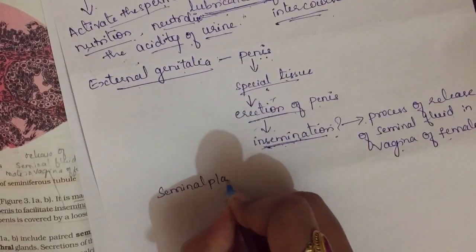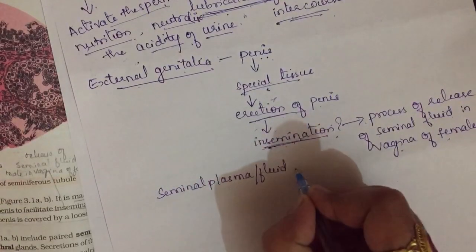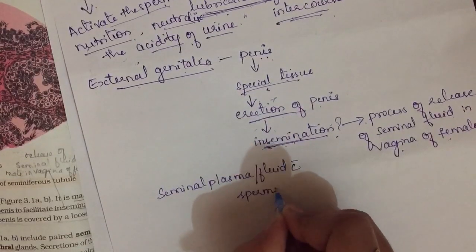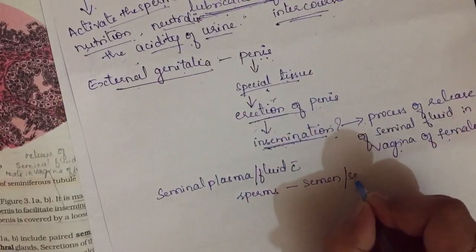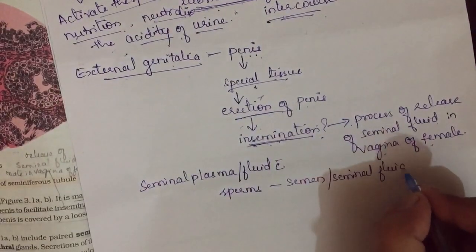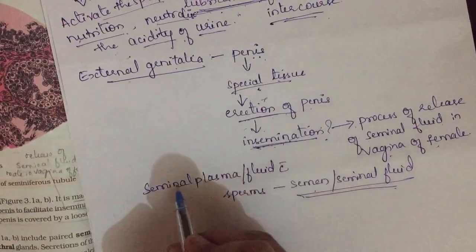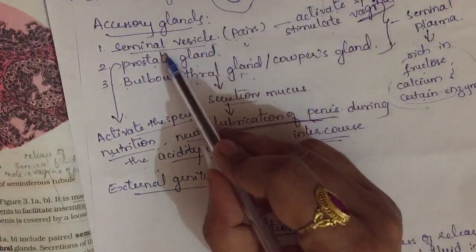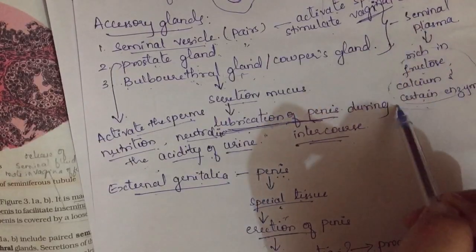Seminal plasma or seminal fluid with sperms is called semen or seminal fluid. Now, what do you understand by this? We have said seminal plasma or seminal fluid is for the secretions of the accessory glands. They secrete seminal plasma. We said they are rich in this.